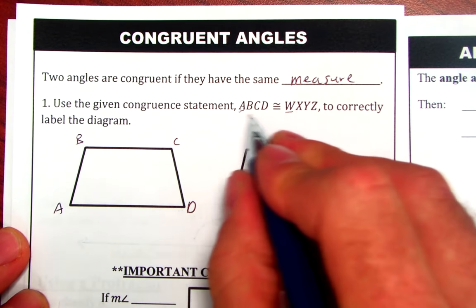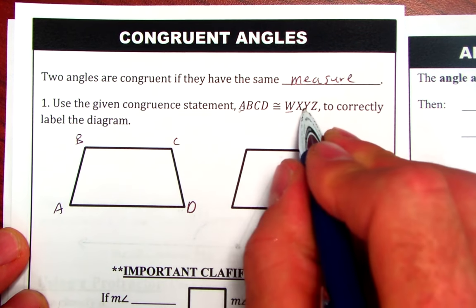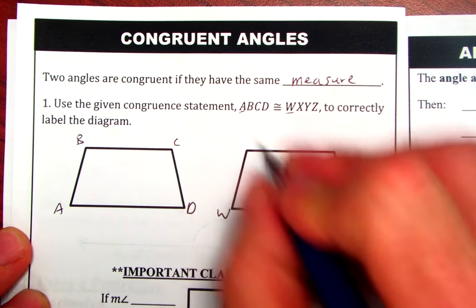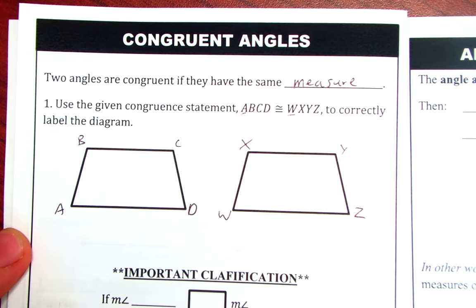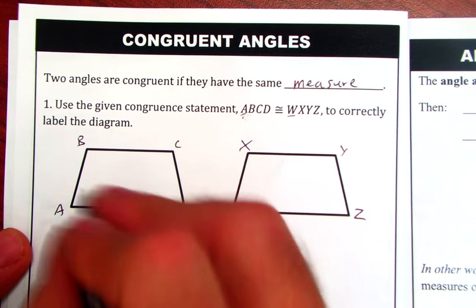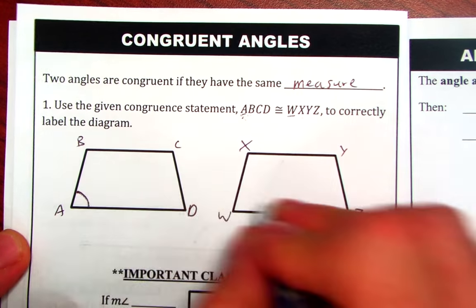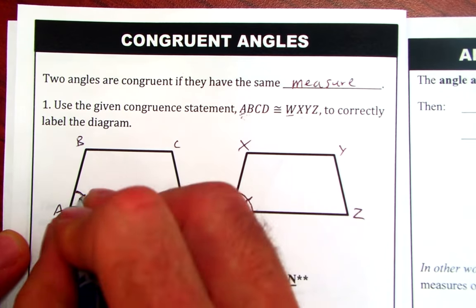Follow the same order, because this one says A and W are congruent, B and X are congruent. So this one's going to go in that same order, W, X, Y, Z. And A is congruent to W. So what we're going to do is write, instead of a hash mark, an arc with a single hash mark in it.